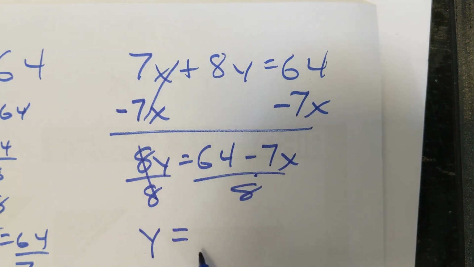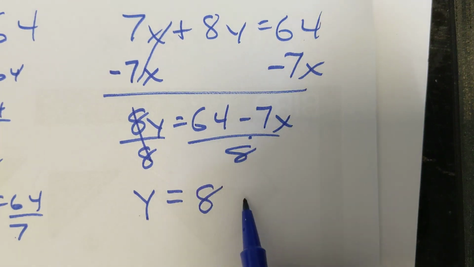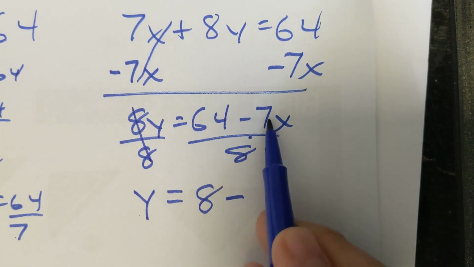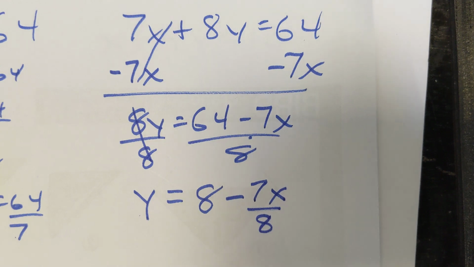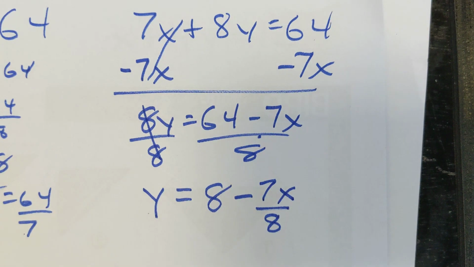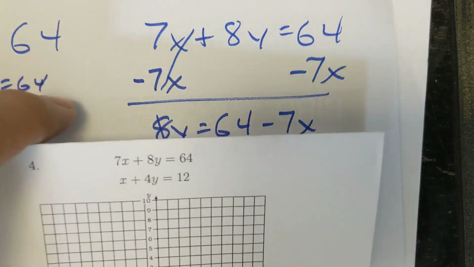Y is alone. Right here I get 64 divided by 8, which is 8, minus, and 8 won't divide into 7, but that's the slope. I needed that as a fraction anyway, so it's going to be just 7 over 8. Either way I graph this, whichever method, I should get the same graph. So let's go to the graph now.